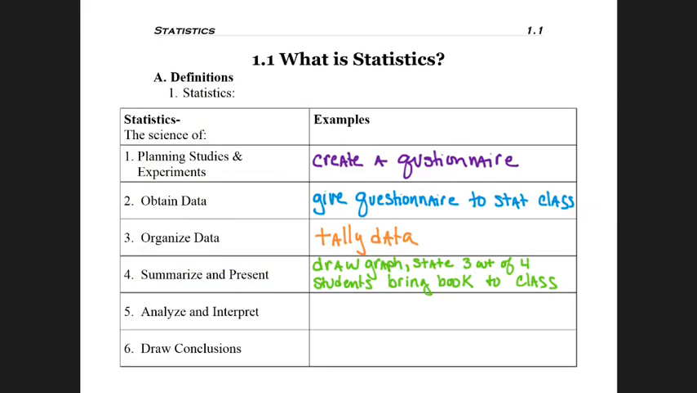So now I've got this information, and I'm ready to analyze and interpret that data. So 3 out of 4 students brought their books to class. What does that mean? So in this particular example, I might decide to lecture referencing page numbers.